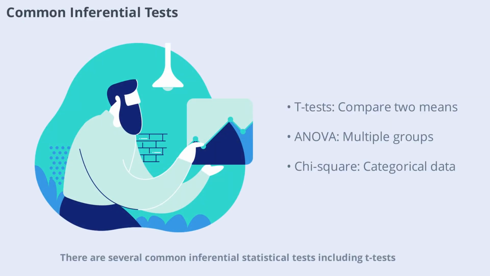There are several common inferential statistical tests, including t-tests, chi-square tests, and ANOVA. Each test is designed for specific types of data and research questions. For example, t-tests compare means between two groups, while ANOVA compares means across multiple groups. Choosing the right test is essential for valid results.